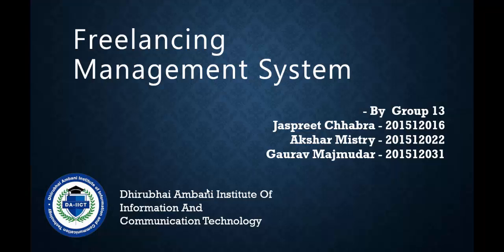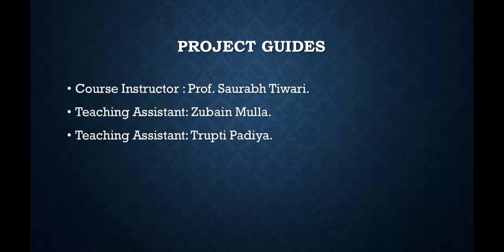The domain of our system is Freelancing Management System. Our group number is 13 and the group members are Jaspreet Chhabra, Akshar Mistry and Gaurav Majmudar. The project guides are: our course instructor is Professor Saurabh Tiwari and our teaching assistants are Zubin Mullah and Tripti Padya.